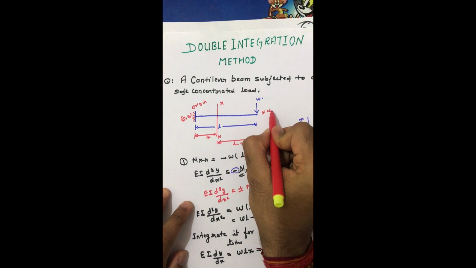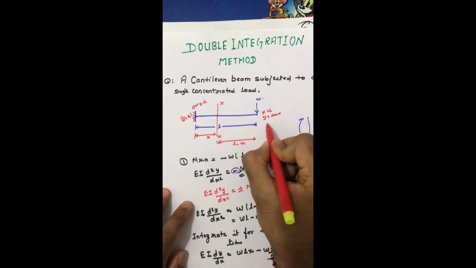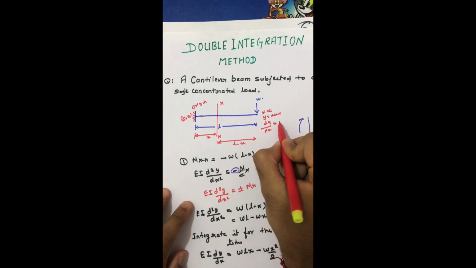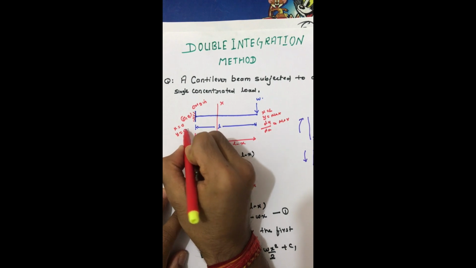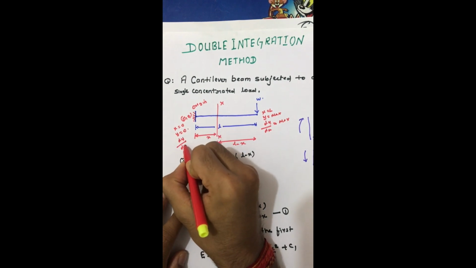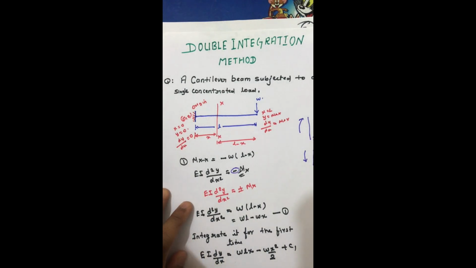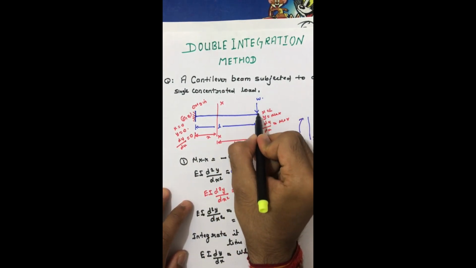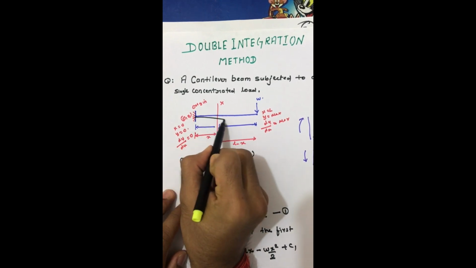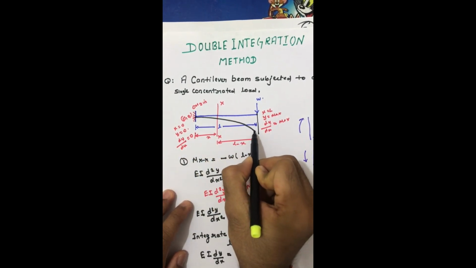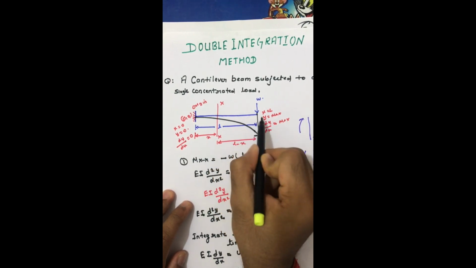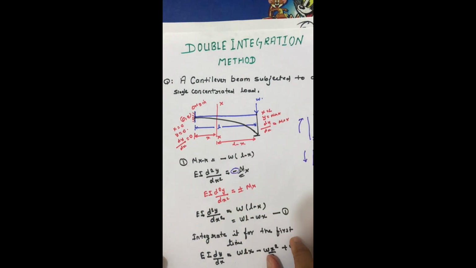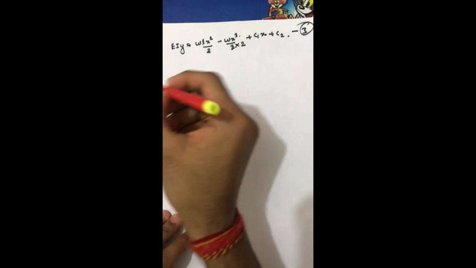So here x is equal to L, and y will be maximum, and dy by dx will also be maximum at this particular point. Here x will be 0, y will be 0, and dy by dx will also be 0. Since the load is acting at this point, the beam has a tendency to bend in this manner. So we can see that the deflection is maximum here, and whatever slope we get here will be maximum. This is our boundary condition. Now let us write it so that further we will not get confused.